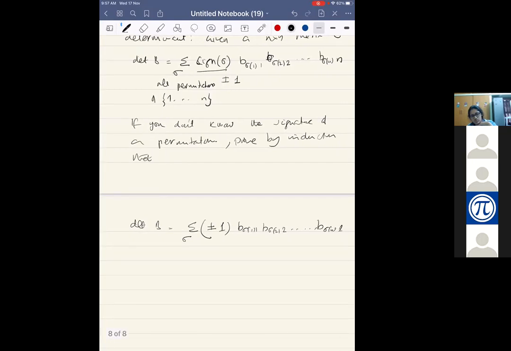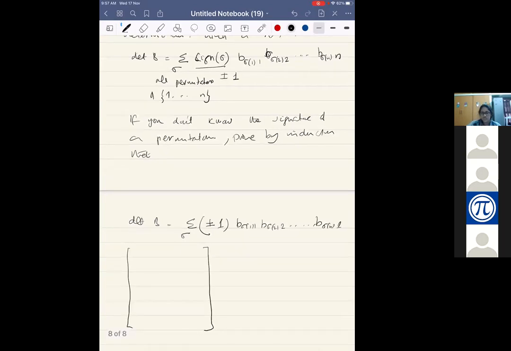So this you can do. You understand this, right? The claim is that the determinant of an n by n matrix is got by taking some element from the first row, some element from the second row, some element from the third row, some element from the fourth row, and some element from the nth row, like that. So this is B_{sigma(1),1}.